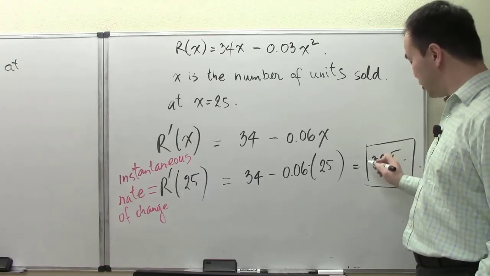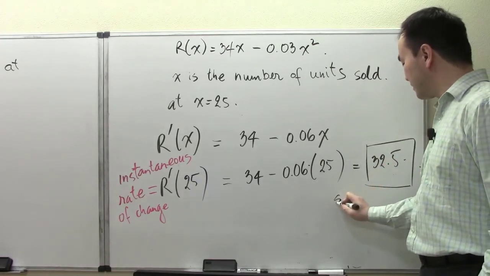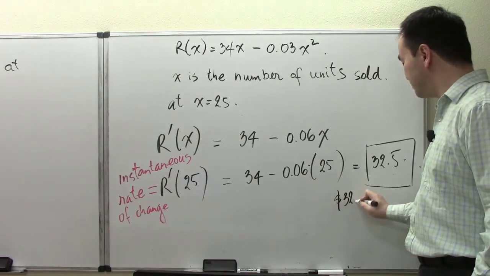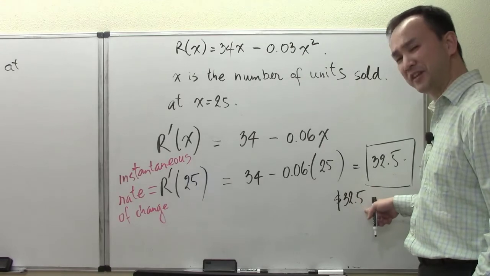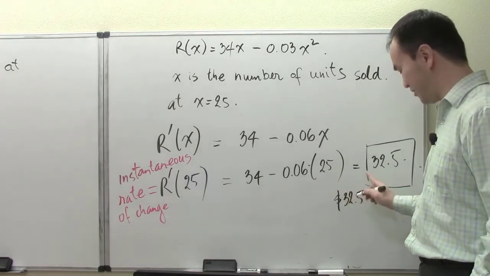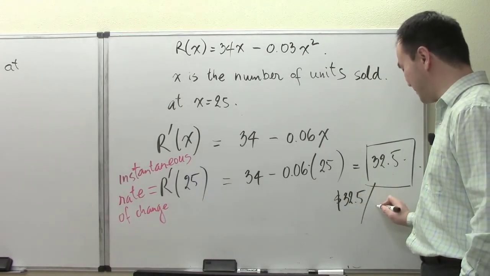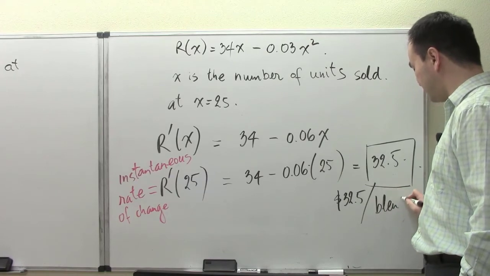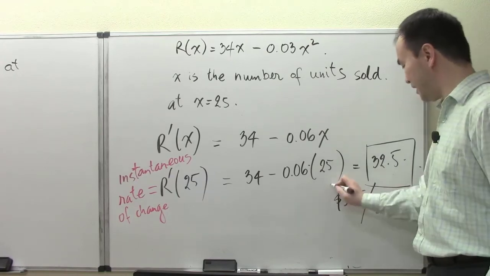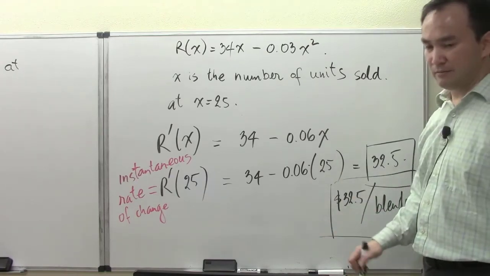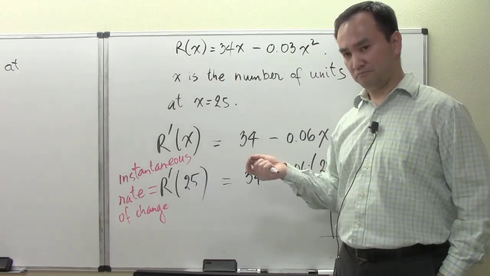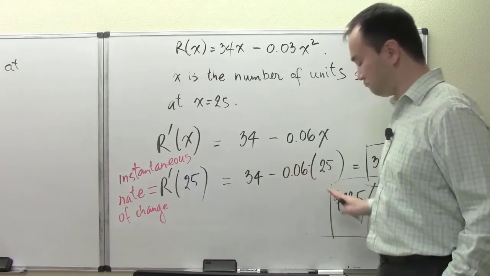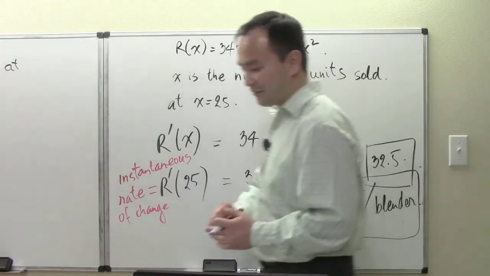And as for the units, this means 32.5 is $32.50. Okay, that's money, our US currency right there, per blender. That's what it is with units. But now again, I'm still going to step to the other board to give some understandable interpretation of this.